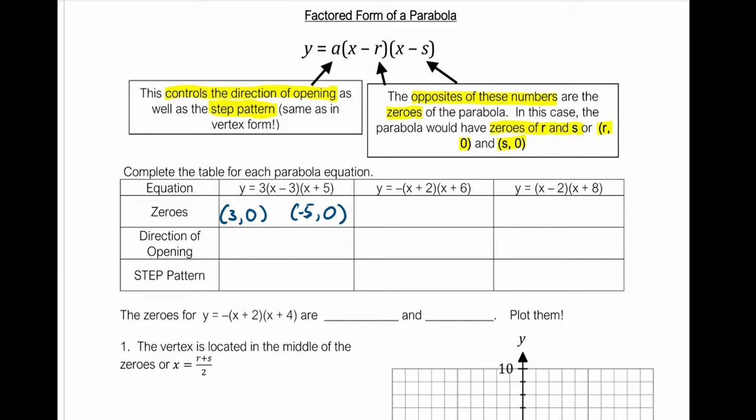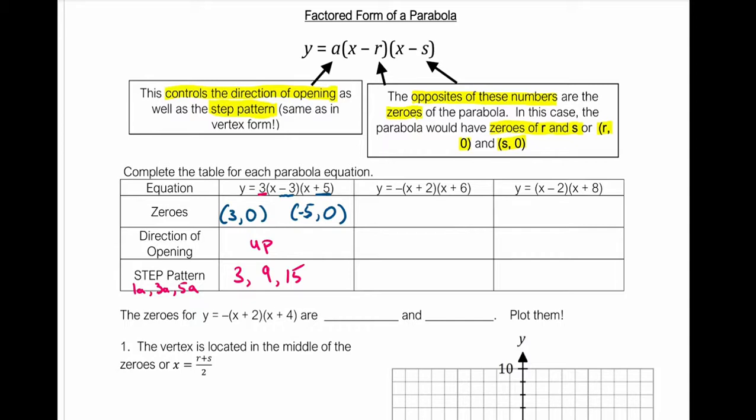The direction of the opening, actually let me just underline these so we see where it comes from. The direction of the opening comes from the a value, in this case the 3, or the first number that we see. In this case it's positive, so that means it opens up. Our step pattern also comes from that a value. Remember, it follows the general pattern, 1a, 3a, 5a. So if I plug this a value in, 1 times 3 is 3, 3 times 3 is 9, 5 times 3 is 15. So there's my step pattern.